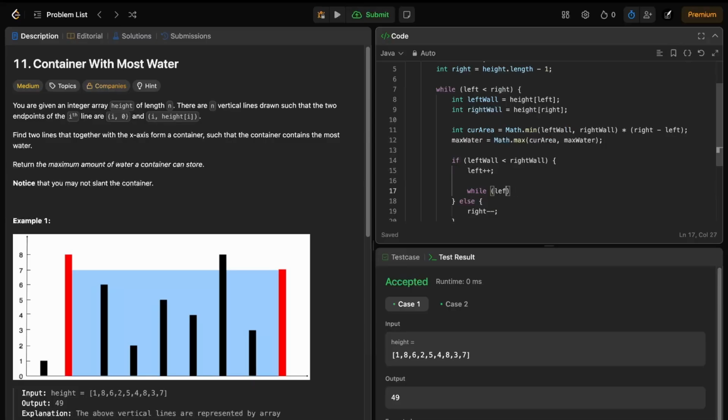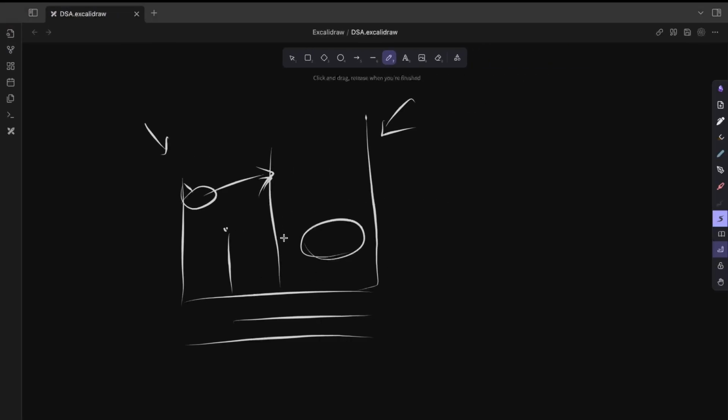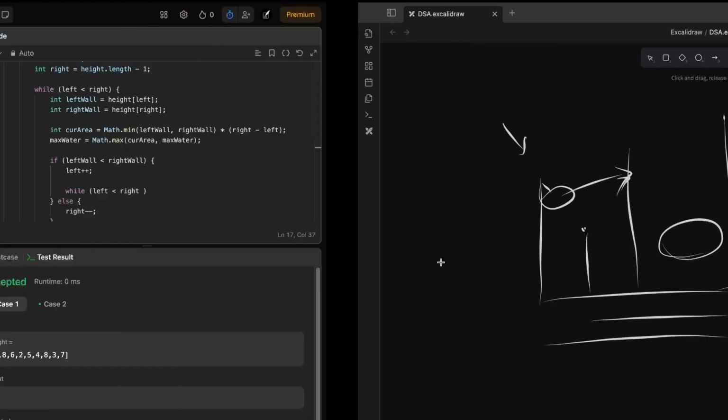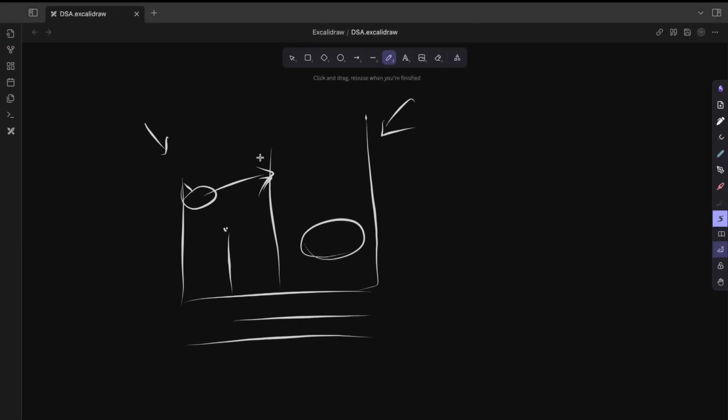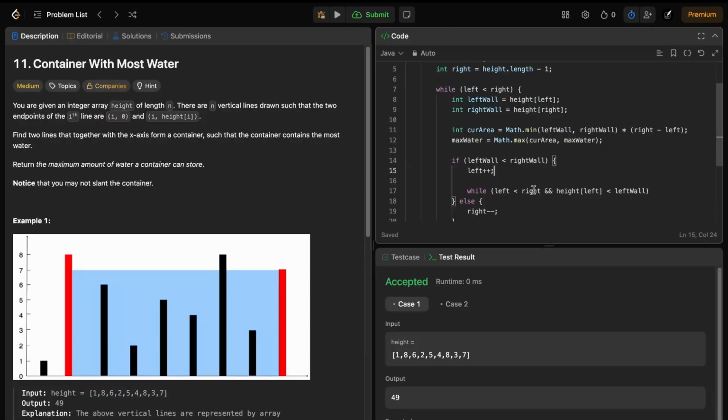left wall while left is less than right. So basically by making this optimization, we should not by any chance fall off the input, right? So that is also something important that we have to maintain. Left is less than right, and height of left is less than left wall. So we have moved one pointer. So currently the pointer points at this. Assume the pointer points at this, and what we are looping to find is a better left wall.